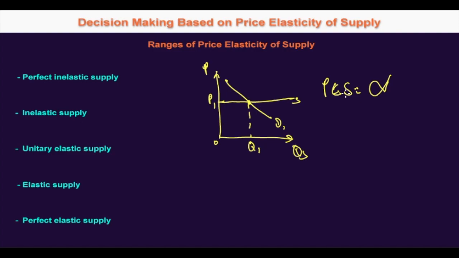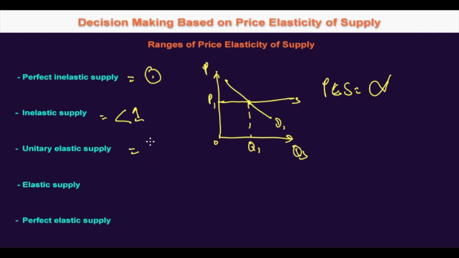So to sum it up, let's write the price elasticity of supply for each of these different types. For perfectly inelastic supply, it will be zero. There will be no change whatsoever in quantity supplied for the change in price. And for inelastic supply, it will be less than 1. Price elasticity of supply would be less than 1, meaning it is unresponsive to the change in price.